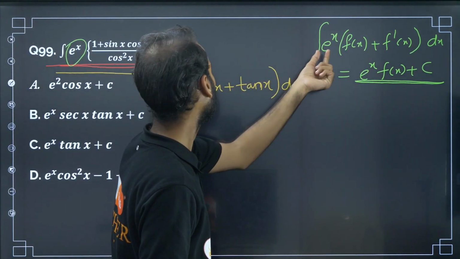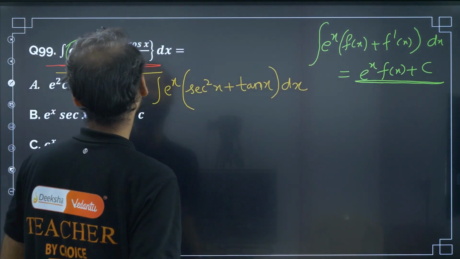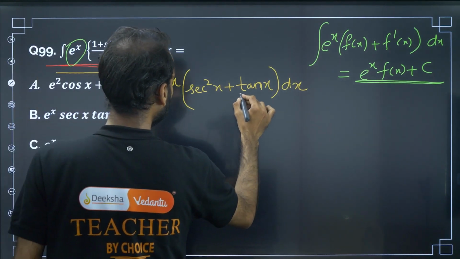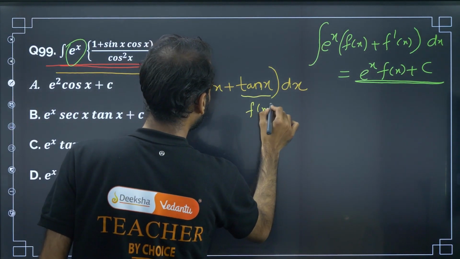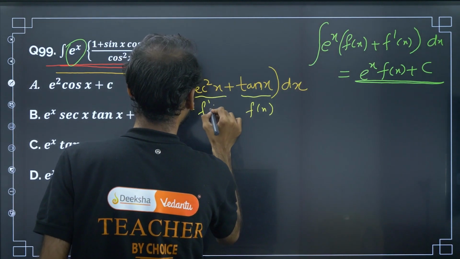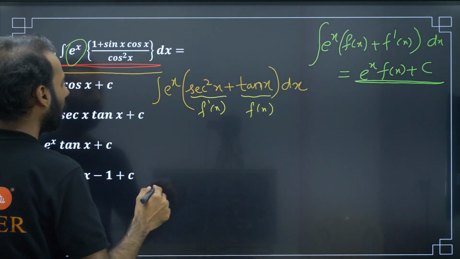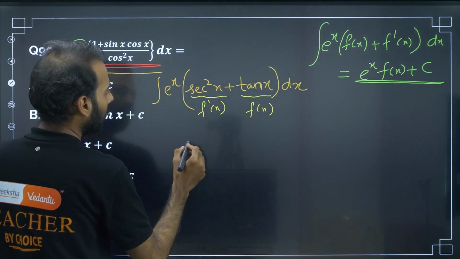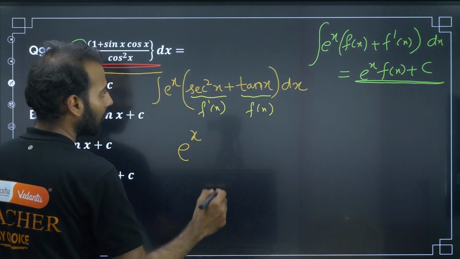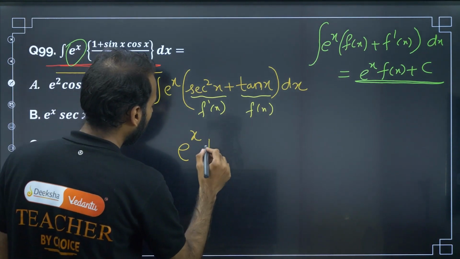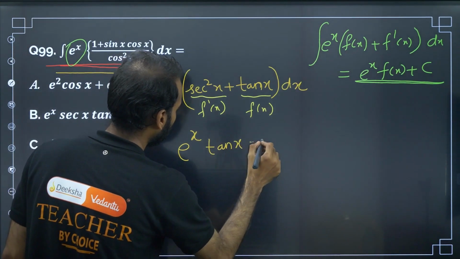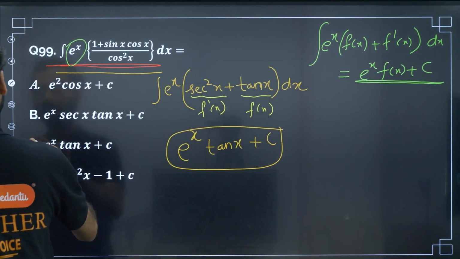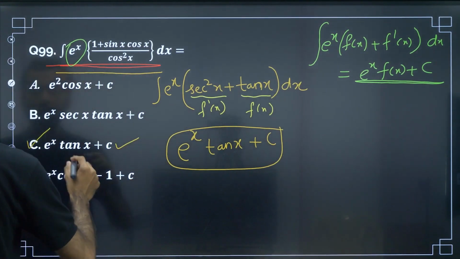So e raised to x, f of x is what? If I name this as f of x, and this as f dash of x, then what answer am I going to get? I am going to get e raised to x, f of x is tan x, so e raised to x tan x plus c. That is the answer. Moving on to the next question.